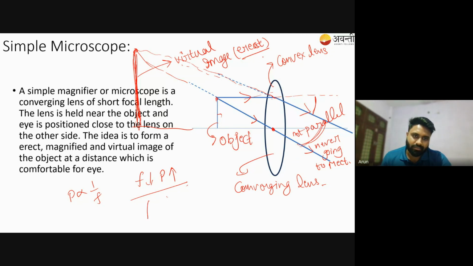I will write it here. If focus increases, then power decreases. So if this lens has a short focus, it will try to converge the rays near to it, rather than converging them at some point far away. So this will give you a picture very large than your capacity. That is why we are using a lens here which has short focal length. Okay, got it?